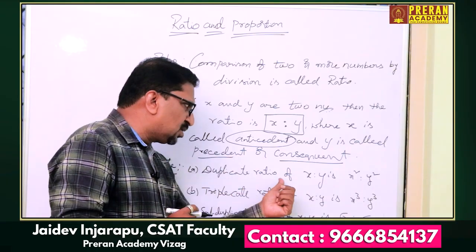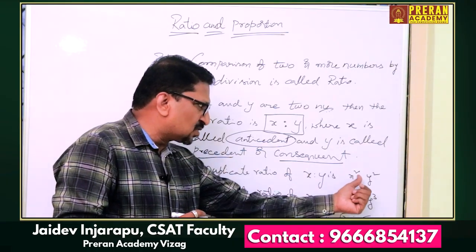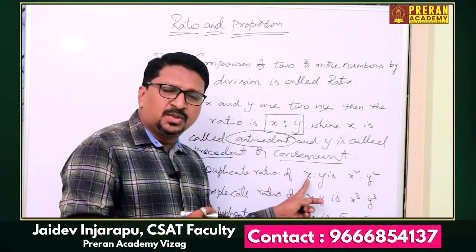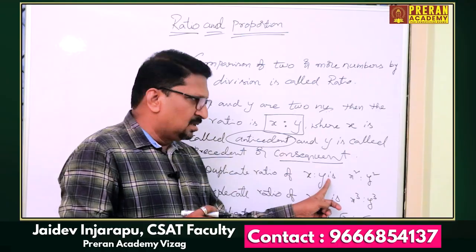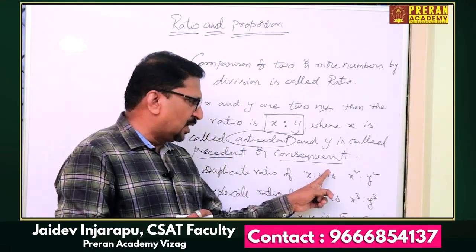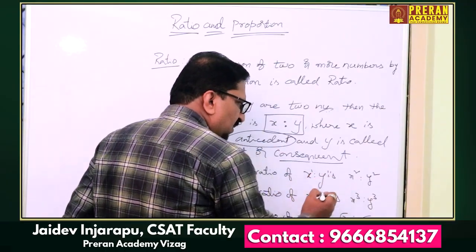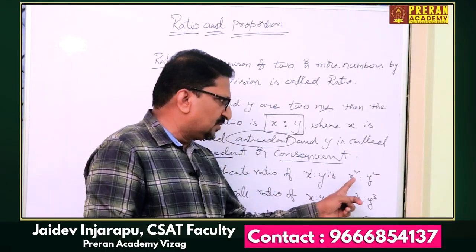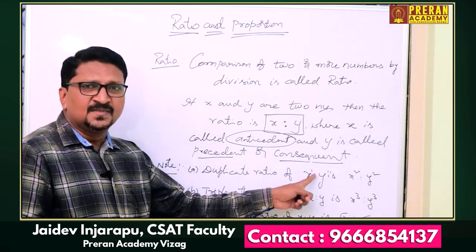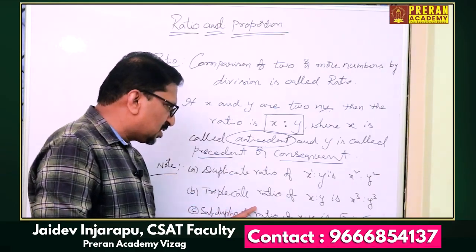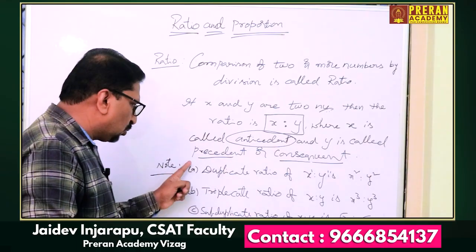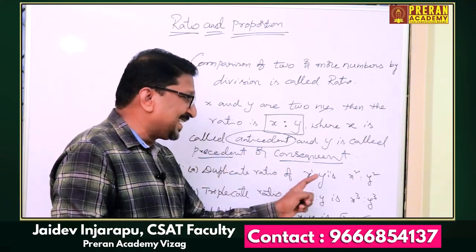The duplicate ratio of x is to y is x square is to y square. In x is to y, the exponent is 1, 1, that is x power 1, y power 1. But if you raise it to 2, that will be x square is to y square. It is called the duplicate ratio of x is to y. Similarly, the triplicate ratio of x is to y is x cube is to y cube. So in these two cases, the power or the exponent has been raised.